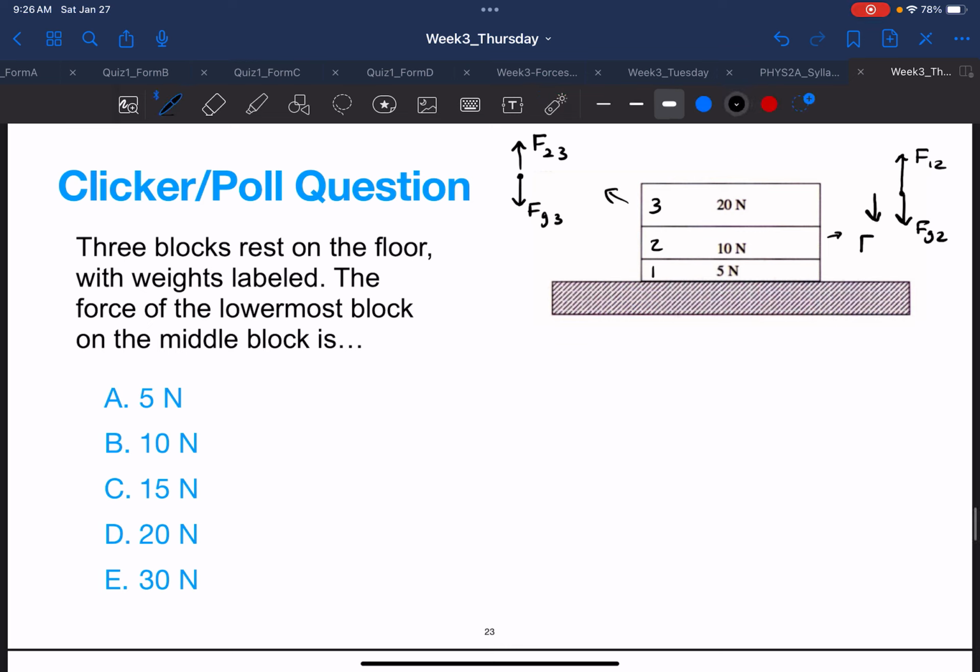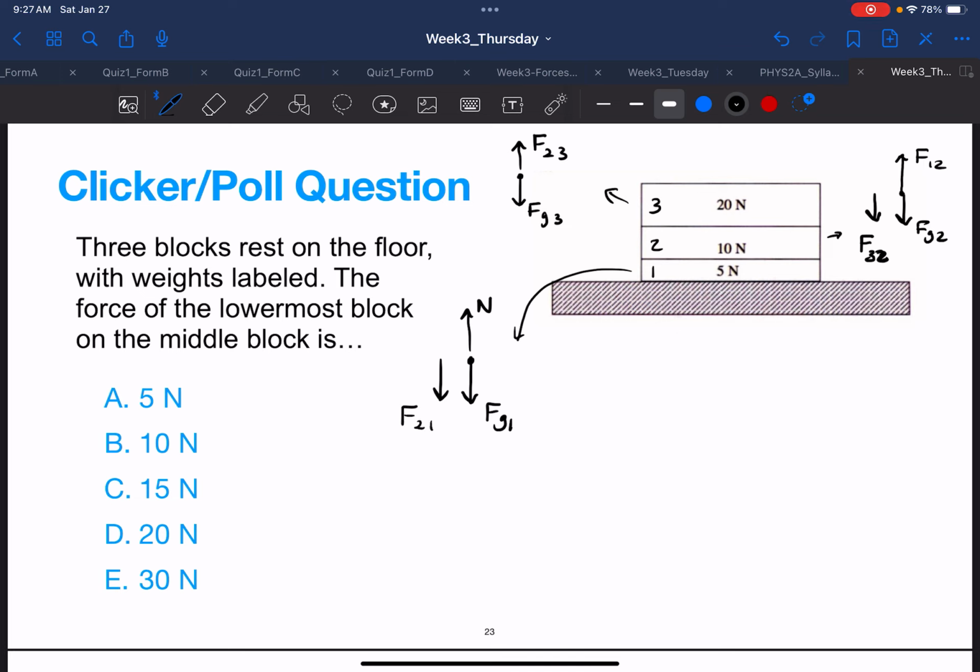And then finally, for the last block, we have its force of gravity of 1 pushing down. We have the normal force from the table pushing up. I'm just going to call it normal, but essentially it's F table on 1. Then we have the 10 Newton block right above it that's pushing down, so basically downward F2 on 1.